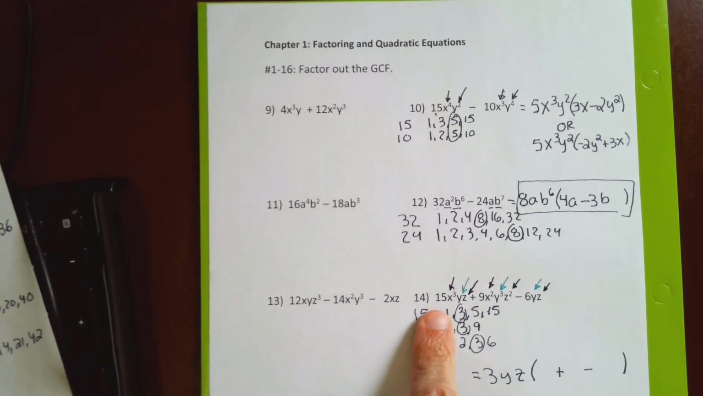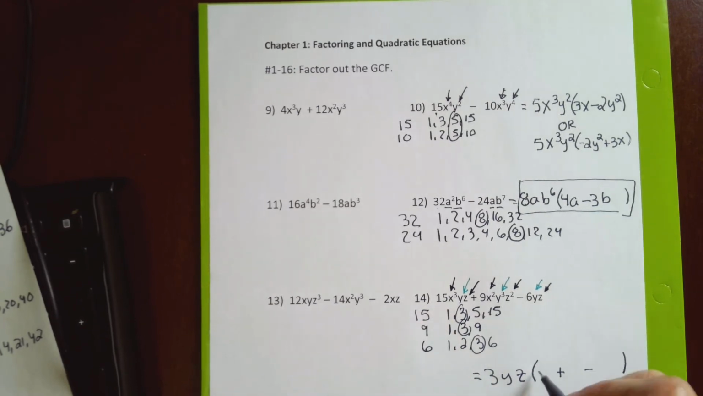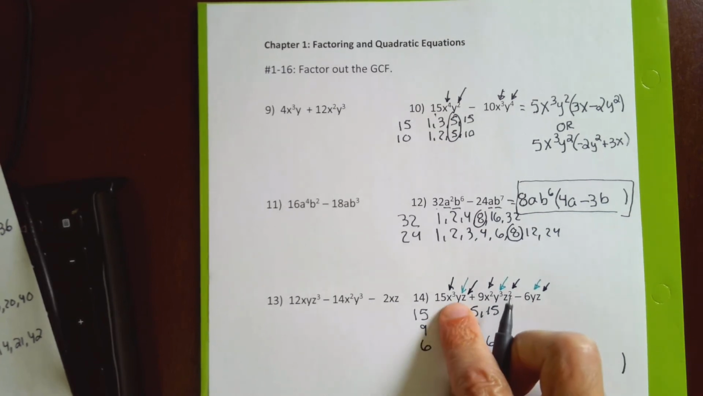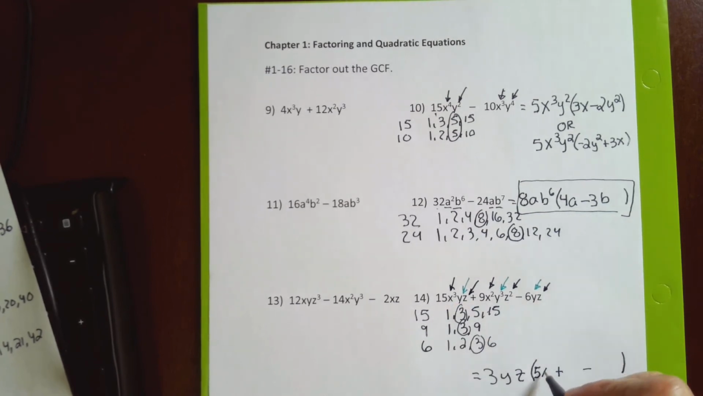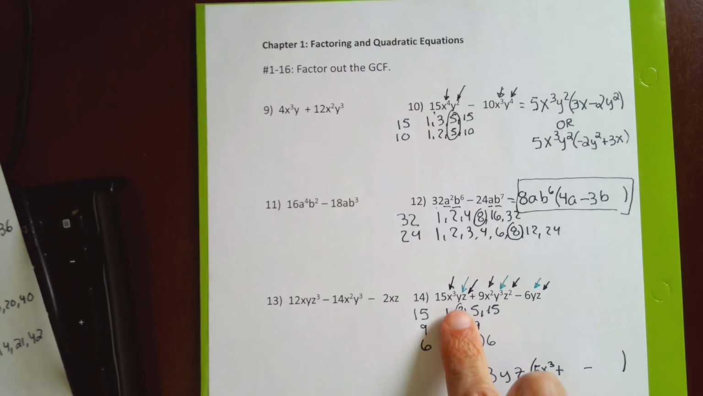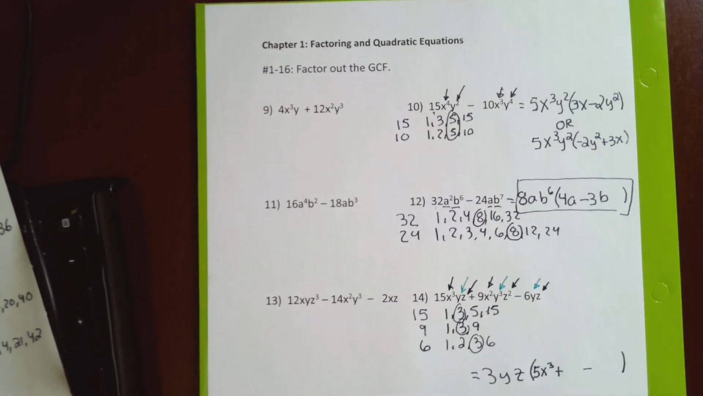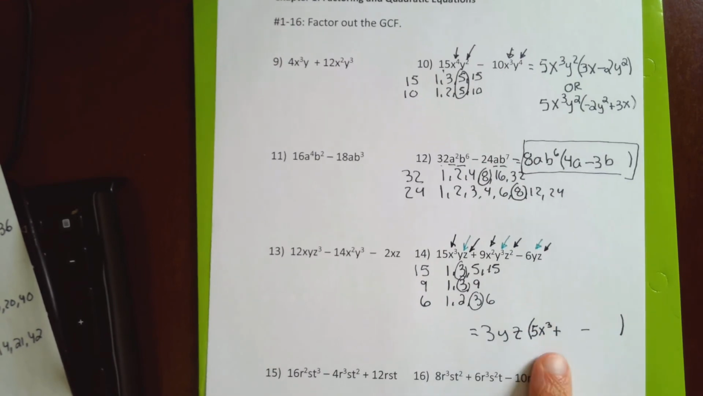Now I'm going to work on the first term. I'm going to divide the 15 by 5 and get a 3. 15 by 3 and get a 5. I'm going to leave the x cubed because I didn't factor out any x's. I'll take the 1y away and the 1z away, so those will be gone. So inside the parentheses, I'll lead with a 5x cubed.